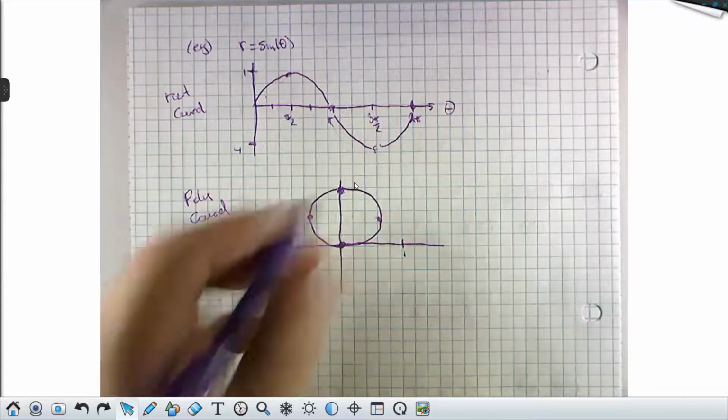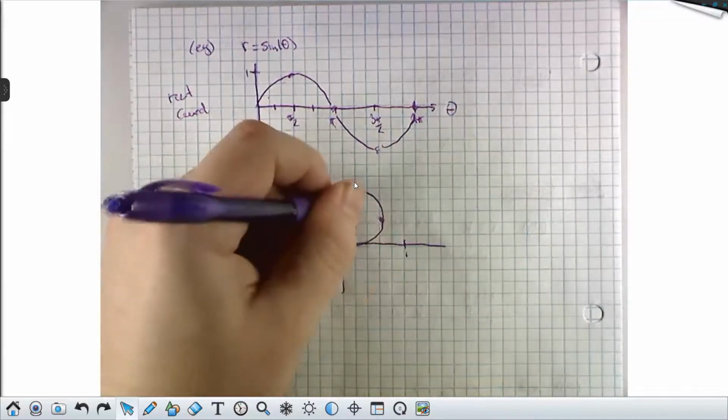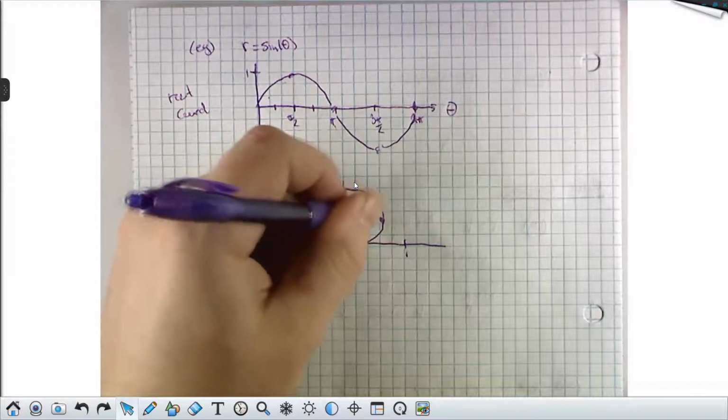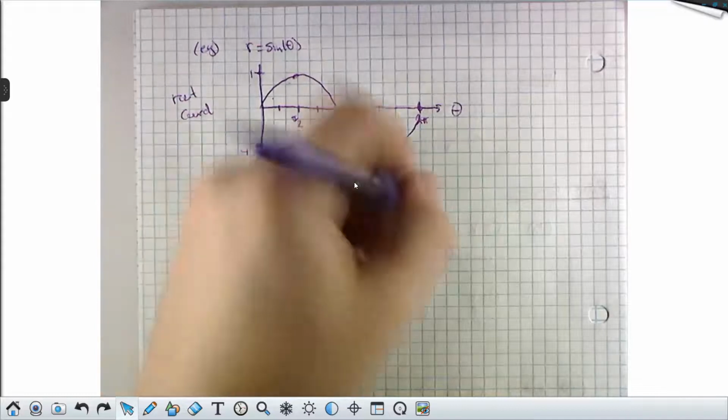Again, here you have a circle. The center this time is everything's just moved up, like rotated over 90 degrees. Center here is at 0, 1/2, and the radius is 1/2. Those are Cartesian coordinates.